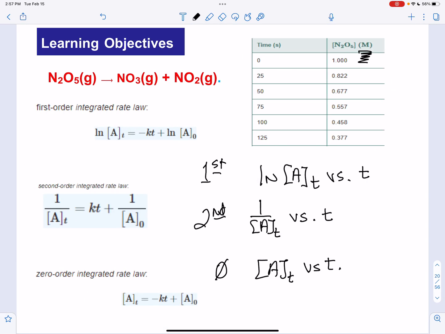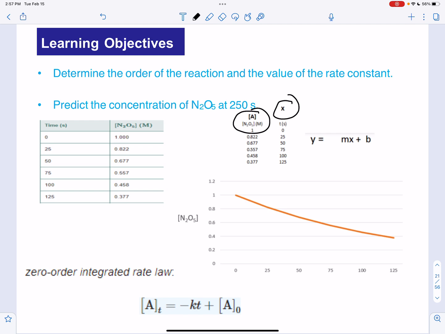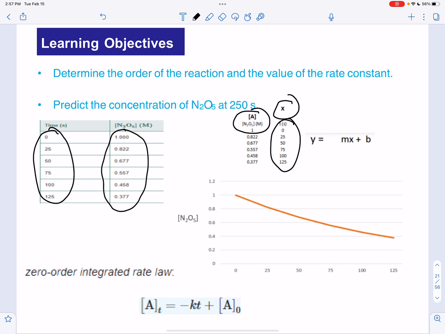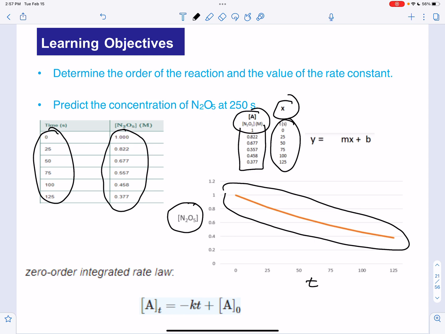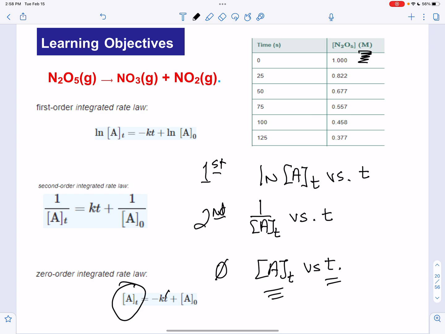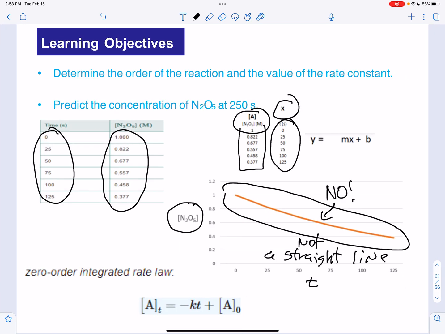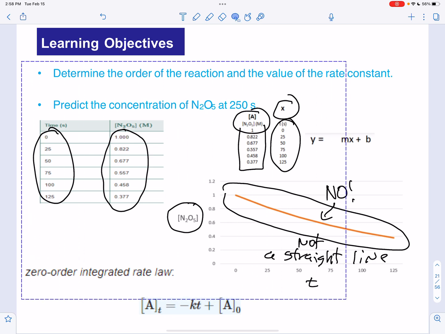Like I told you before, for 0 order, you're going to plot the concentration versus the time. So when we take this data, the time is going to be our x, and the concentration without doing anything to it is our y, and we plot that versus the time, this is the line we get. When you look at that line, does that look to you like a straight line? And the answer is no. This is not a straight line. Therefore, immediately, this tells you this reaction is not 0 order, because I plot concentration versus time, like we saw here, and I didn't get a straight line.